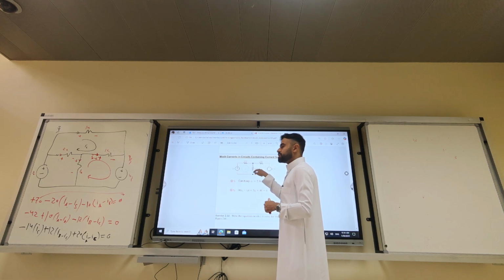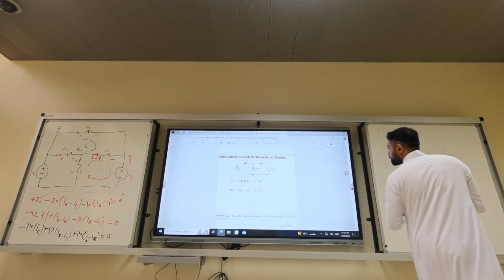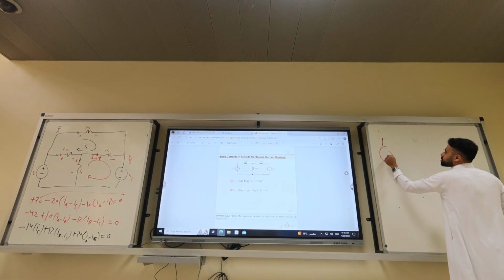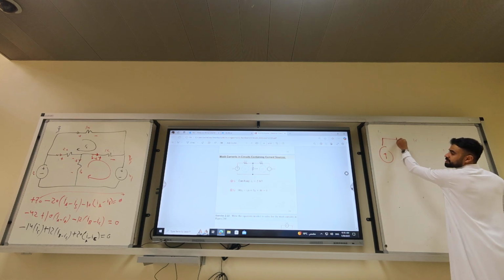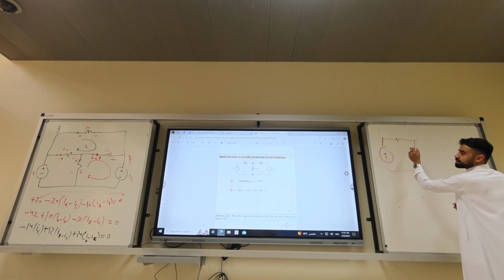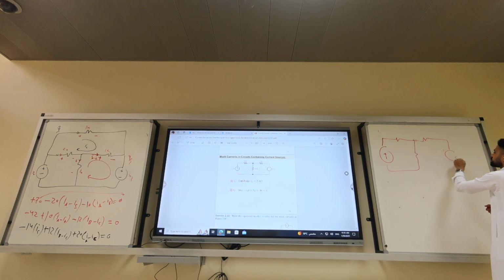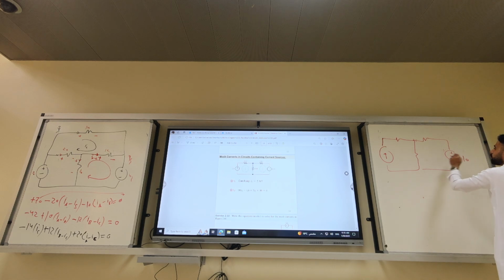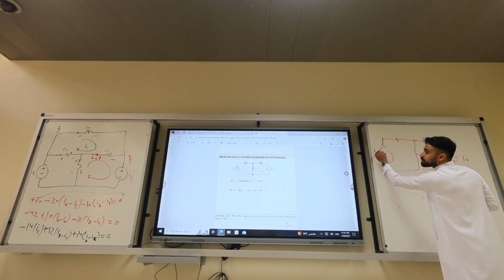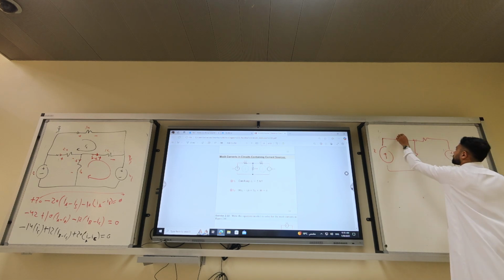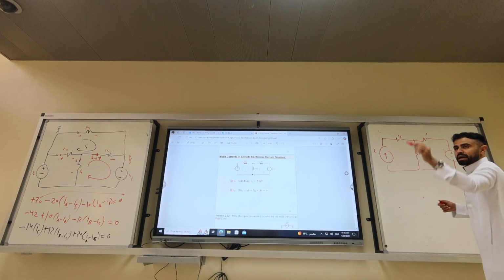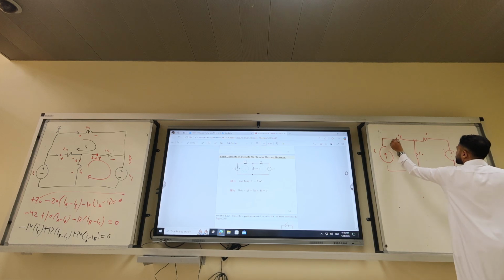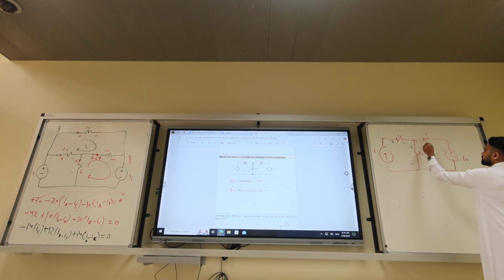We only have one mesh. Let's do the equations of IB. So this is 2 amp. This is a resistor, that's a resistor, that's a resistor, that's a voltage source. Again, did he put signs? No. Who wants to do the signs for me? 15, 5, 10. Who wants to put the sign? Adnan. Plus minus, plus minus.